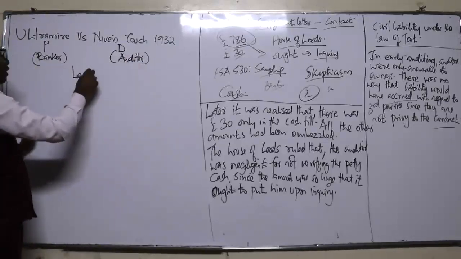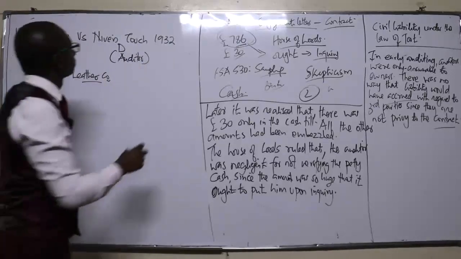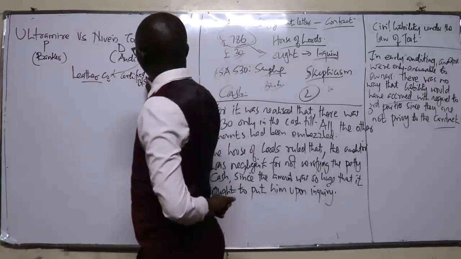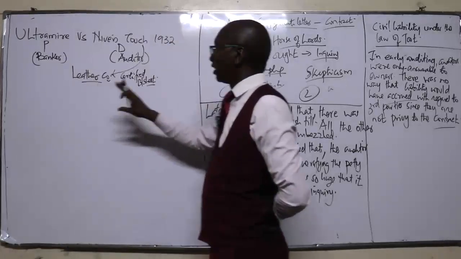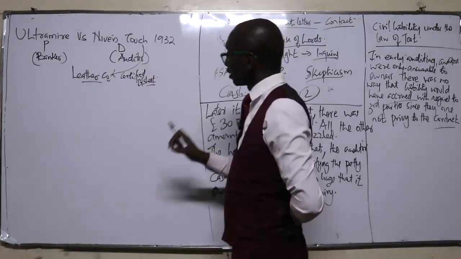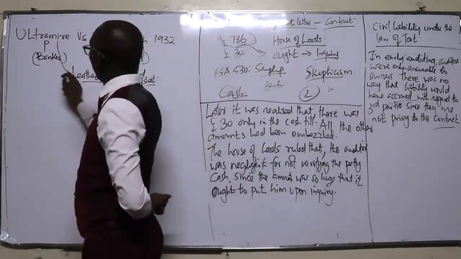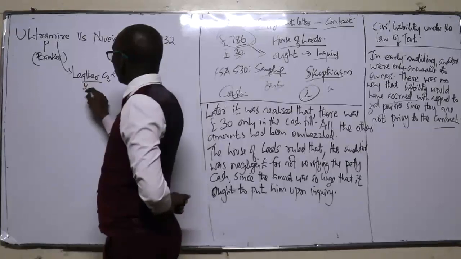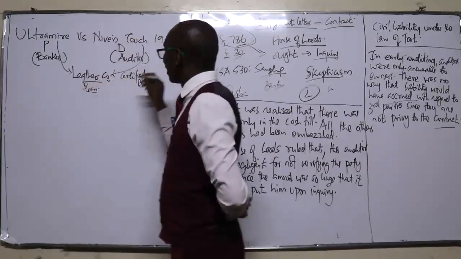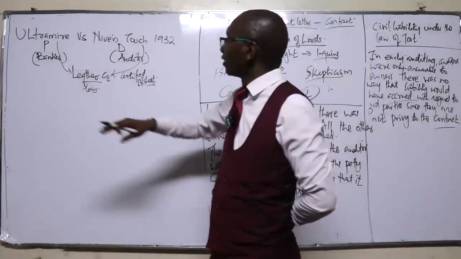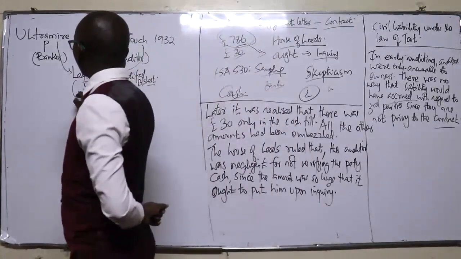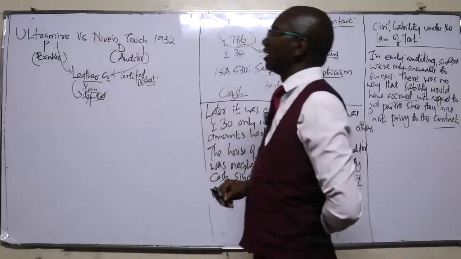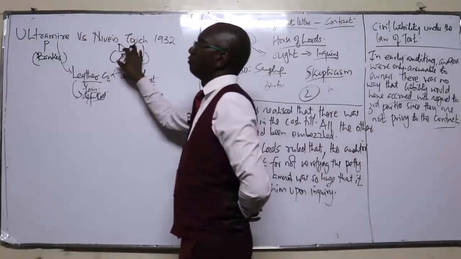Then we had a leather company here. What happened? The auditors, Touche Niven, certified the balance sheet belonging to the leather company and gave it a clean bill of health, that it portrayed a true and fair view. Then the banker, relying on this certified balance sheet, granted a loan to the other company. And the certified balance sheet formed the basis of granting the loan. Later, the other company defaulted in loan repayment. And Ultramares is aggrieved. He is seeking legal redress. He is suing Touche Niven for negligence.